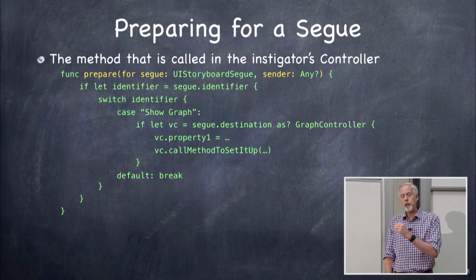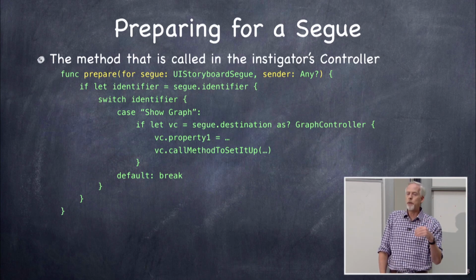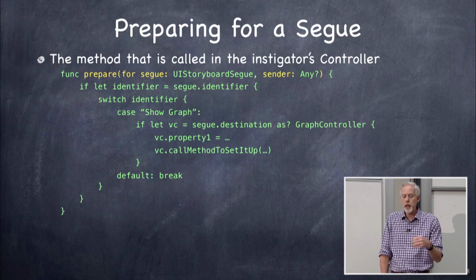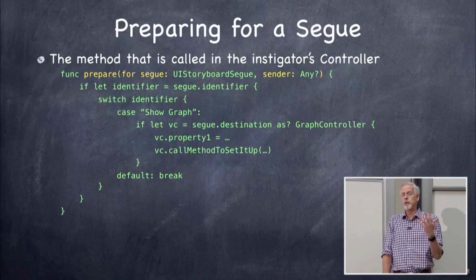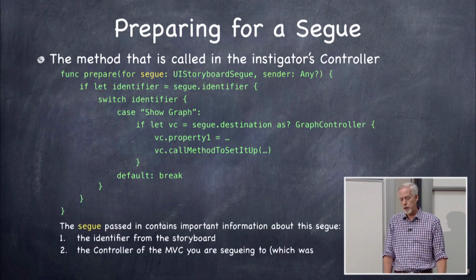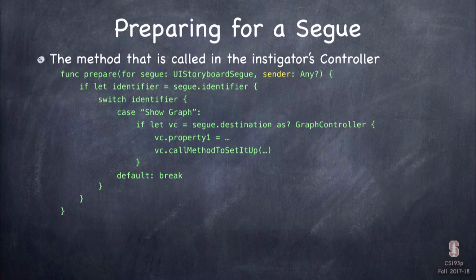The second argument there, the sender, that's the button or the line in a table view, or if you're doing it from code, it could be almost anything. That's why it's of type any that caused this segue to happen. That could also be nil. It's happening, you don't know or care who did it. So that's what those two arguments are.